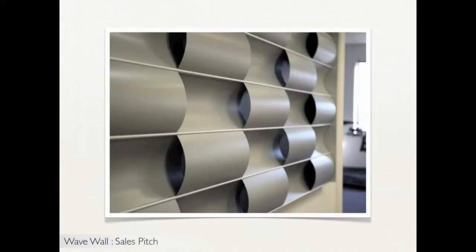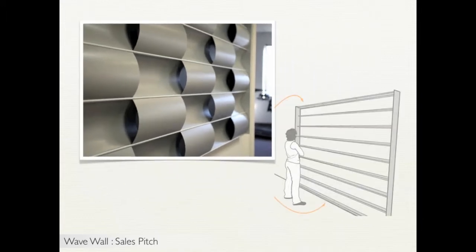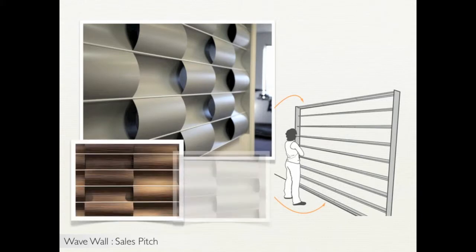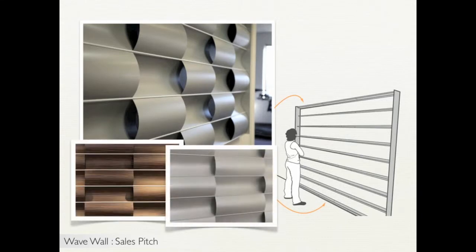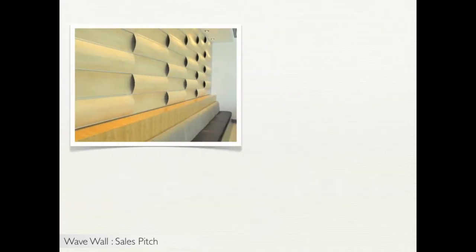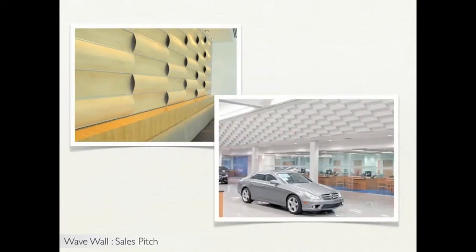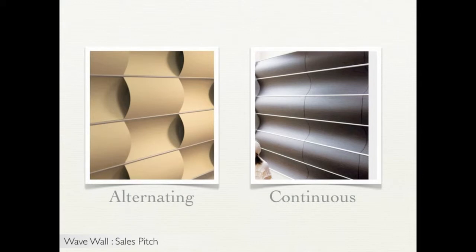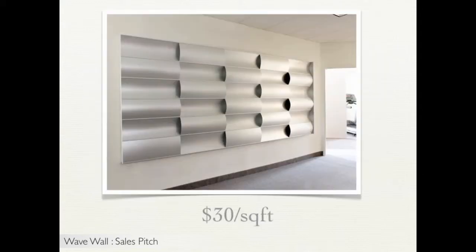Wave Wall is a sister product to Woven Wall. This system uses a similar hardware system and the same laminate, wood veneer, resin, and aluminum styles that are offered in Woven Wall. The undulating wave of elegant tiles can also be used as a wall or a ceiling. The tiles can be specified as alternating or, as might be desired to simplify cleaning, in the continuous format. Price will start at $30 per square foot.